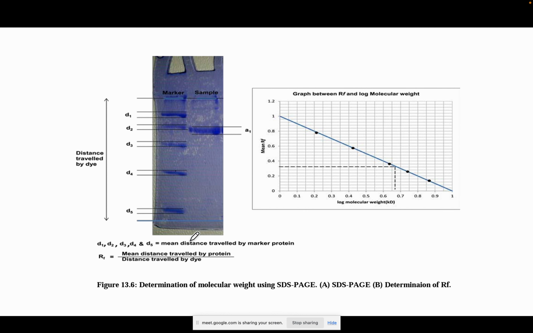Now if you plot the graph, there will be log of molecular weight on the x-axis, and on the y-axis we will have mean Rf. If you plot the graph, you will get the mobility as per your molecular weight. Okay, so this is how you can determine molecular weight using SDS-PAGE. So this is the calculation.